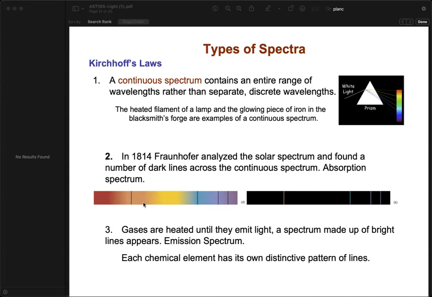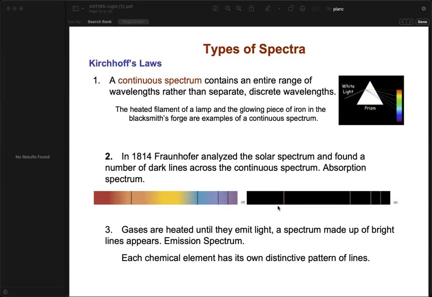Actually, sorry, I said that wrong. When the gas starts to glow, and we take that light and send it through a prism, it will split up into its colors, but those colors will not be continuous. There will be just some lines, some color lines that will appear, and that is called an emission spectrum.